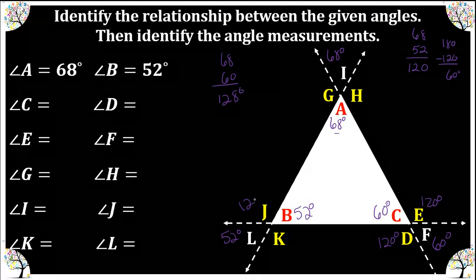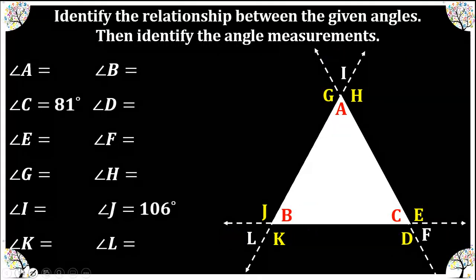So J is 128, therefore K is 128. They are vertical. Now let's go and look for G and H. So we know G and H, the remote interior angles, are B and C, so we could simply add B and C, and we get 112 degrees. And that is all the measurements.